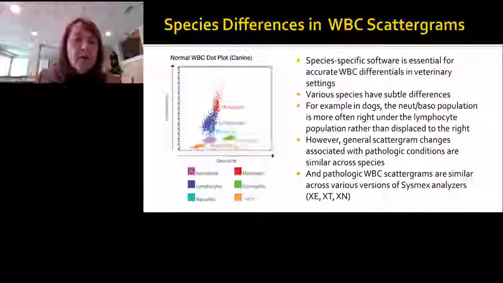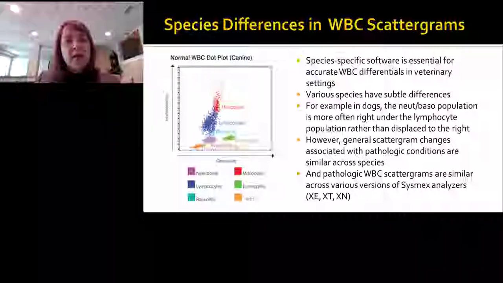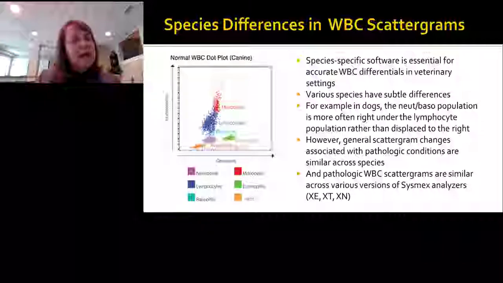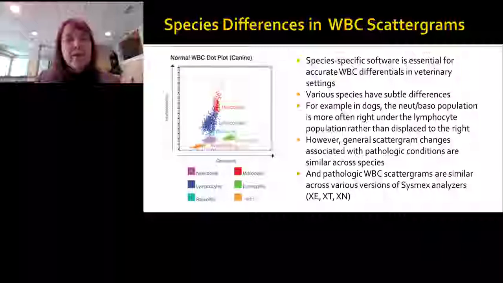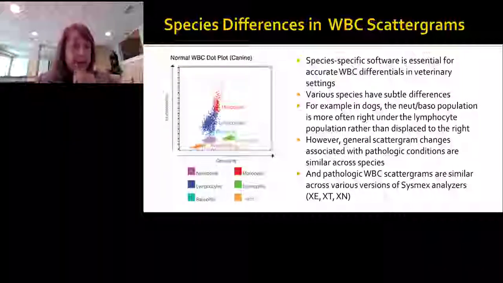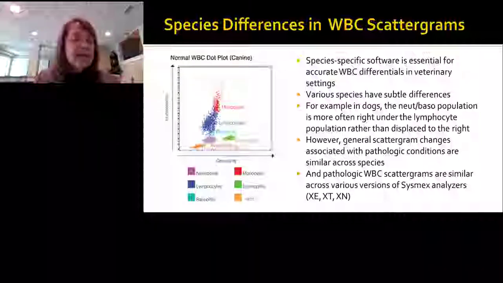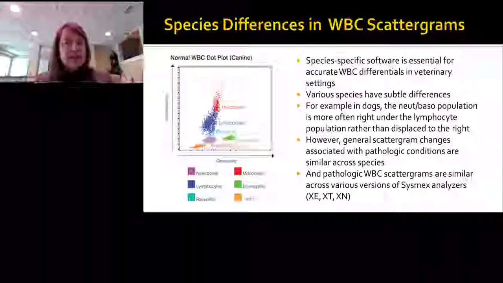We can find, however, that once we learn how to interpret abnormalities in these scattergrams, they're going to be very helpful for you trying to predict pathologic conditions, even across species, and even though the basic scattergram may be slightly different. And you're also going to find that if you are familiar with former versions, such as the XE or XT, if you convert to the XN, those pathologic scattergrams, again, are going to be highly similar.